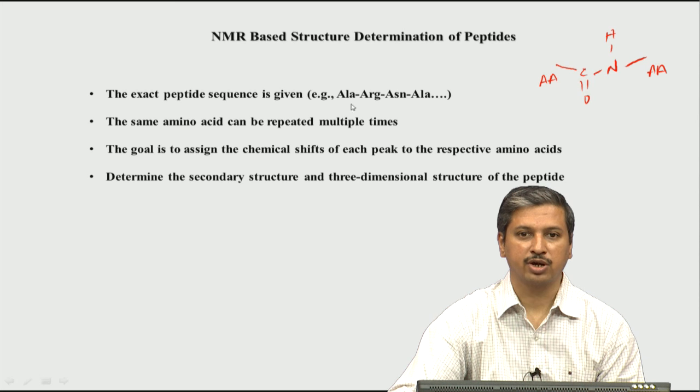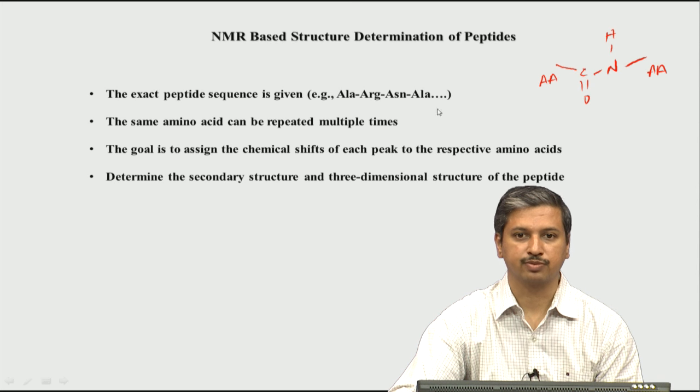This is where the complexity starts. If you have multiple amino acids of the same type, then the spectrum is complicated to interpret. So, let us see how that can be accomplished. What are the two goals in our whole project now? The goal is to assign the chemical shift of each peak of the spectrum to the respective amino acid in the peptide.